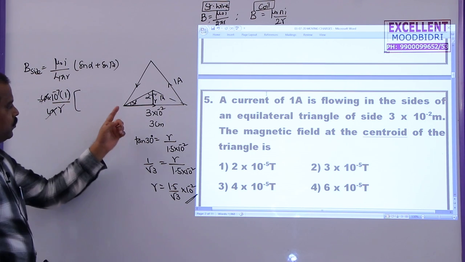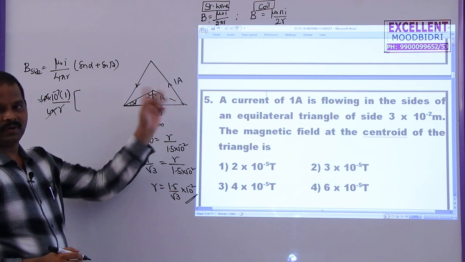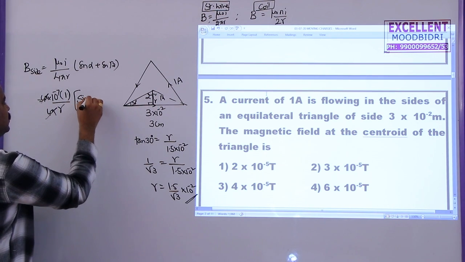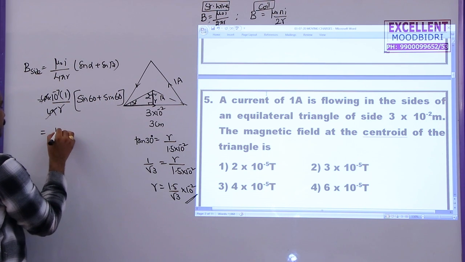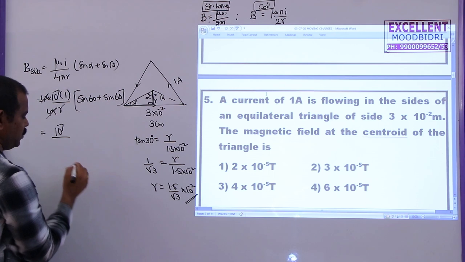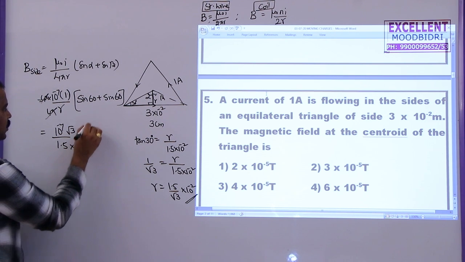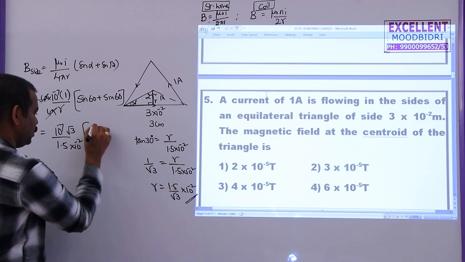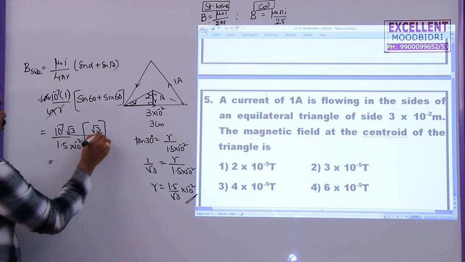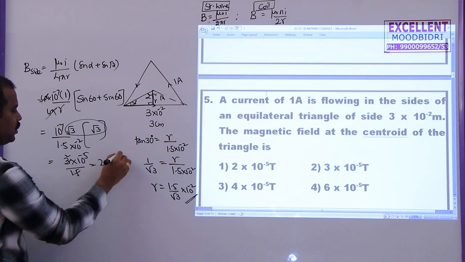Into alpha. We know that this is 30, this is 90, so it must be 60, and alpha and beta are the same. This is sine 60 plus sine 60. So this will be 10 power minus 7. What is the R value? 1.5 by root 3 into 10 power minus 2. Sine 60 is root 3 by 2, root 3 by 2. That is root 3 only. So root 3 into root 3 will be 3. So 3 into 10 power minus 5 by 1.52. So this is 2 into 10 power minus 5.